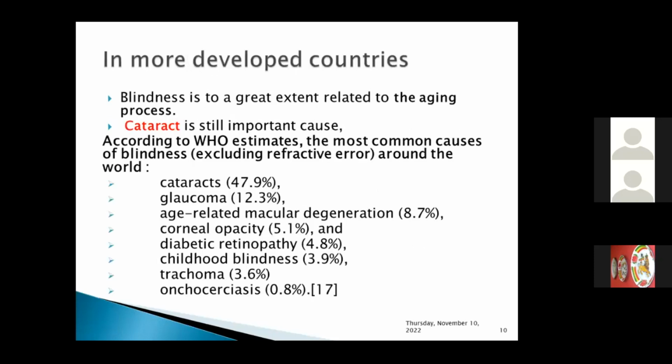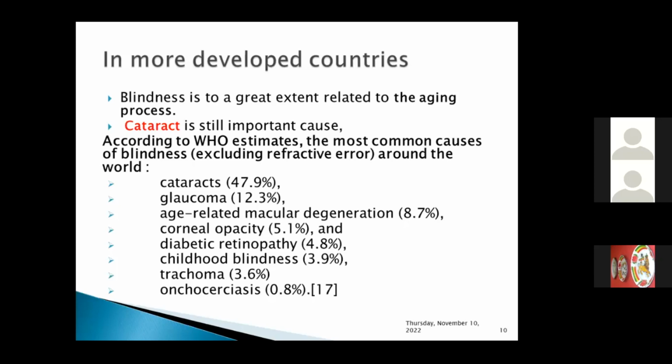In more developed nations, cataract still is the most important cause. So what I want you to know is, if it is blindness that you are asked, cataract is the commonest cause in both developed and developing nations. But if it is visual impairment, and you have an option of refractive error, refractive error is the commonest cause of visual impairment, not blindness, but impairment, in developed nations.